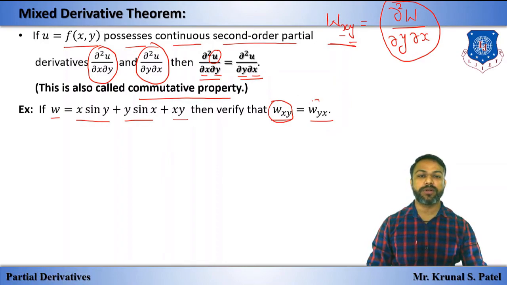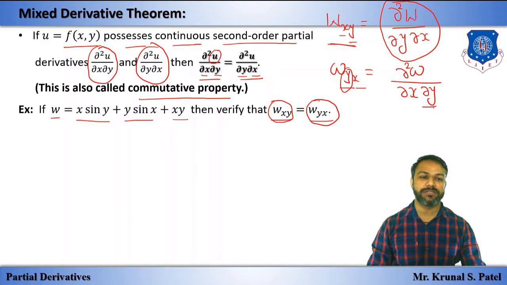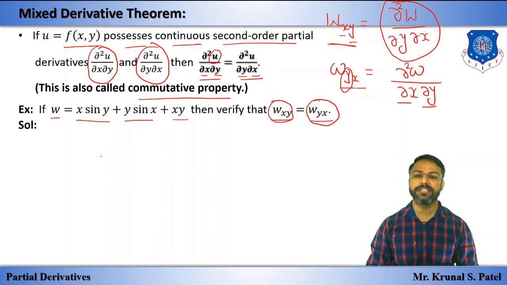Same way, what is the meaning of w_yx? Think for 5 or 10 seconds and give me the answer. Del square w by, we will write first with respect to y and then x, that means del y here and del x here. First with respect to y, and then x on the left hand side. So let's start with the solution.